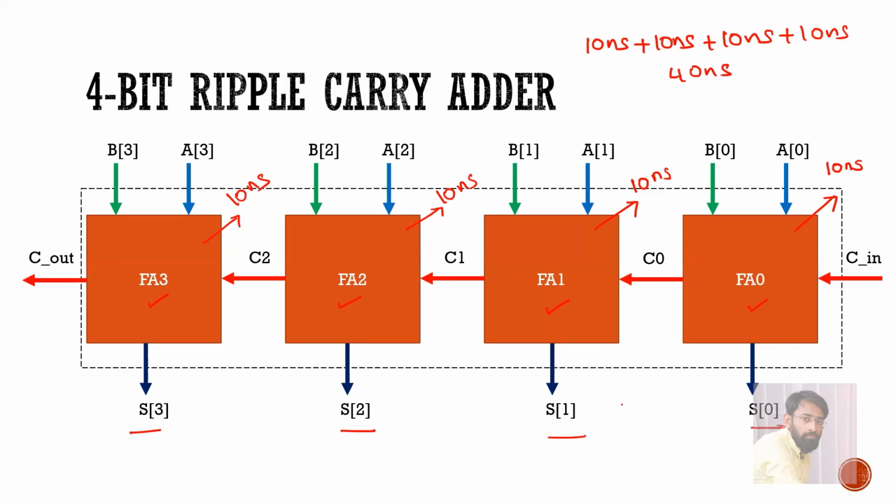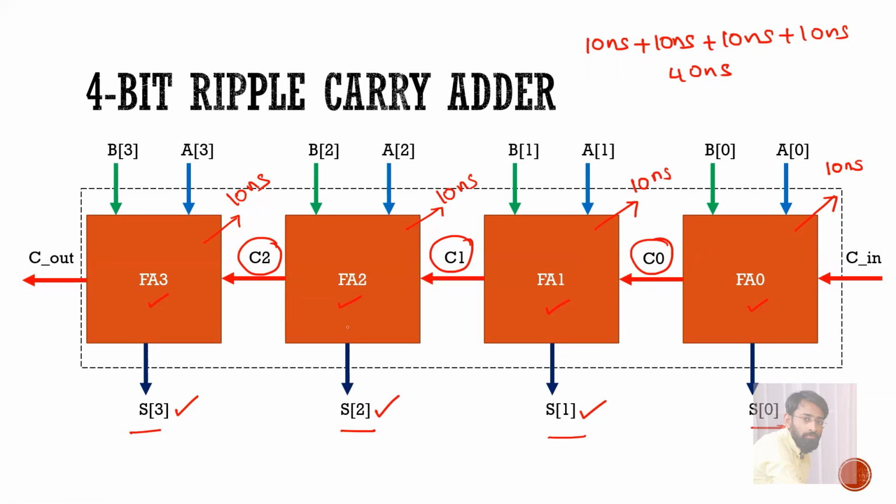So after 40 nanoseconds of delay, I'll get the final output, which is nothing but S3, S2, S1 and S0. This is one of the problems with a ripple carry adder. S1 is not computed until this value of C0 is provided. Similarly, S2 is not computed until the C1 value is provided. Similarly, S3 is not computed until the C2 value is provided. So definitely it will have some amount of delay.